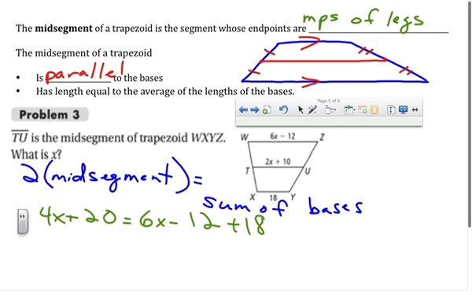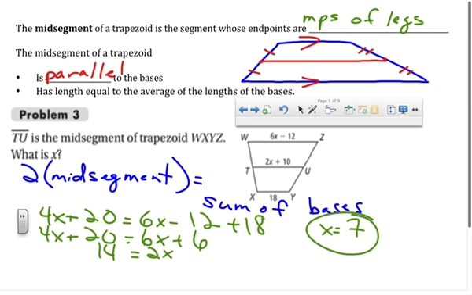From here, algebra is a cakewalk to solve for x. Combining my like terms, getting my x's together, getting my numbers together, and x is 7. We okay? Did I do my math? We're good? Okay. Take a moment, work through the your turn problem 3.